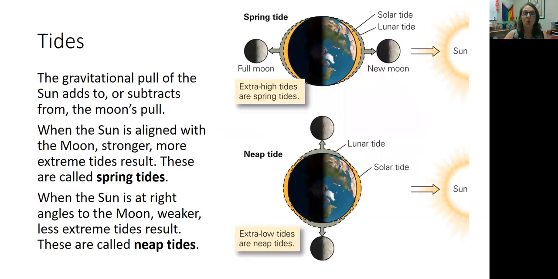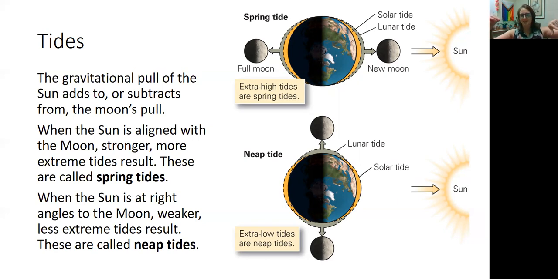Now, the moon is not the only body near Earth that has a gravitational pull. The sun does as well. But the sun is so far away, its gravitational pull is smaller than the gravitational pull of the moon, but it's still pulling the water. So this means that if the sun, the moon, and the Earth are all in line together, the sun and the moon are pulling in the same direction, the tides are going to be very extreme. We call those spring tides.